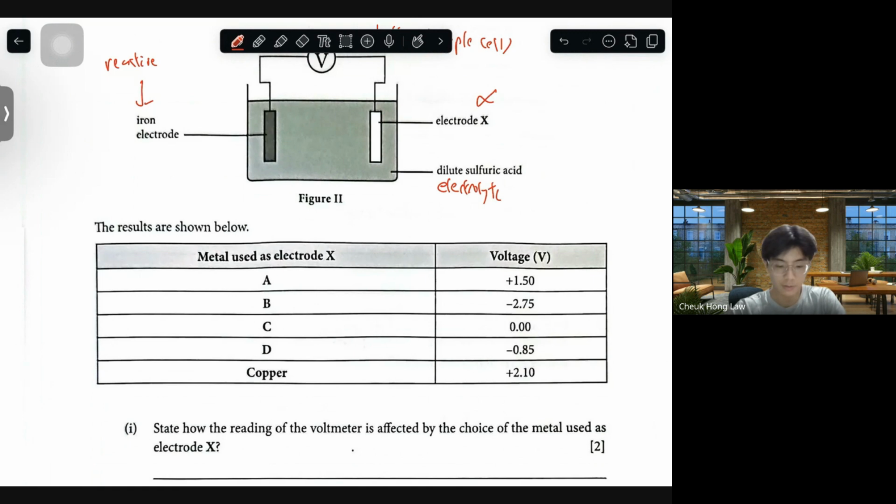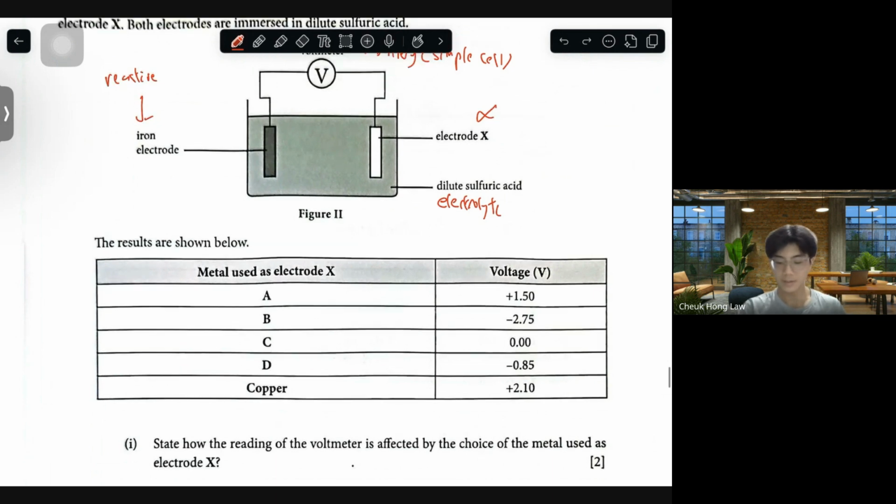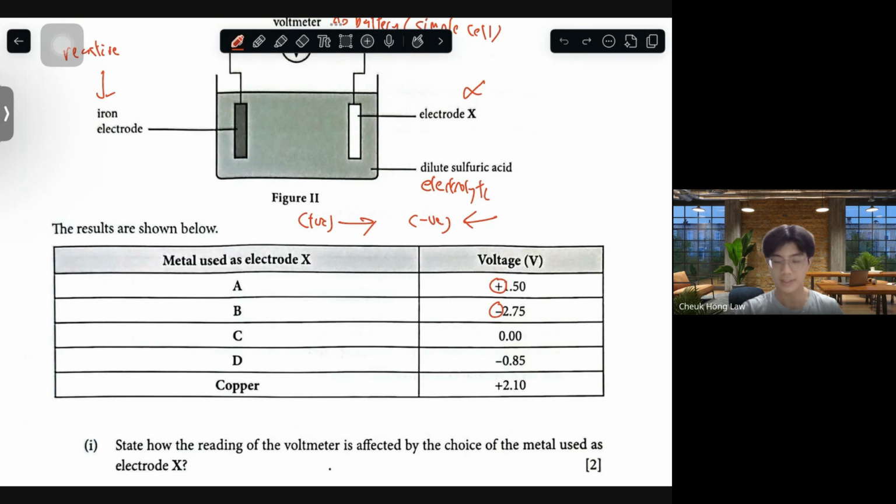So the results are shown below. If the metal used as electrode X is A, the voltage is positive 1.5, B negative 2.75, and so on. The positive and negative just tells you the direction of the electron flow. If the original direction is positive, then the negative one will be the opposite direction. Then the voltage number is just how big the voltage is. So remember, the greater the distance between the metals in the reactivity series, the greater the voltage.